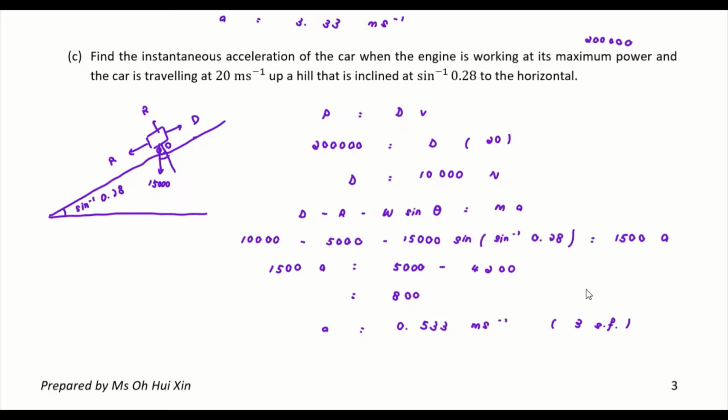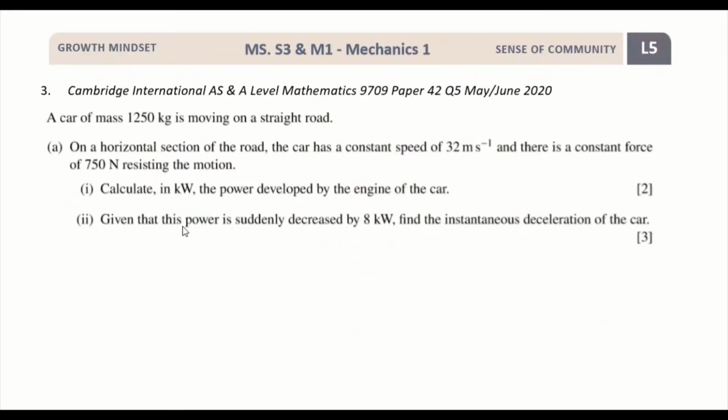Alright, so now we'll be looking at two past year questions before we end the lesson here. Okay, number three: a car of mass 1,250 kilograms is moving on a straight road. On the horizontal section of the road, this car has a constant speed of 32, so the speed is always 32 meters per second. There's a constant force of 750 resisting the motion, so that's this, then the driving force is towards this direction. So the mass is given by 1250. Okay, so part 1, the question wants to find out the power developed by the engine of the car.